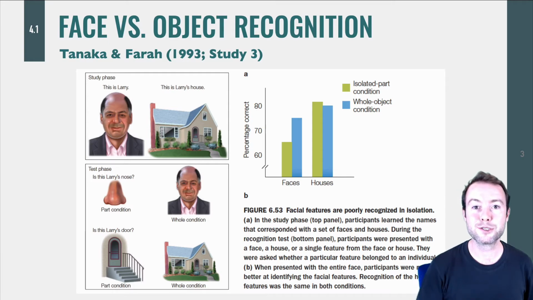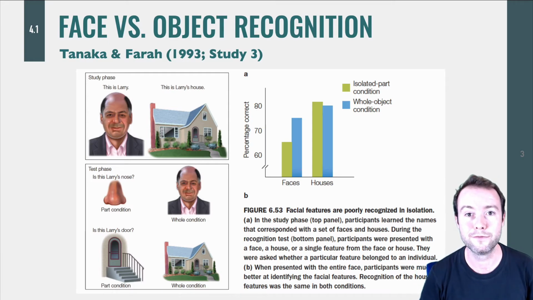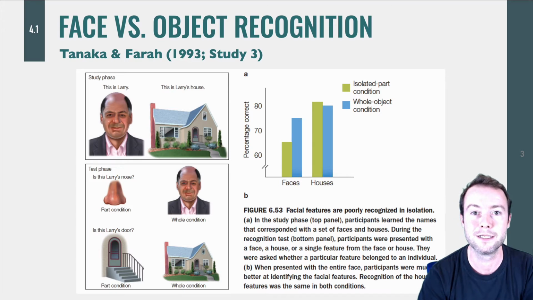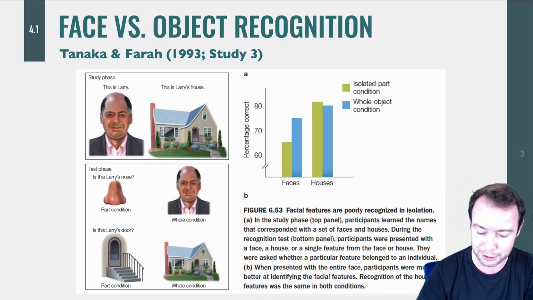So this was the first, or one of the first studies that really sheds light on the fact that there must be different processes going on, and this configural, entire information about the face is important for recognition ability.